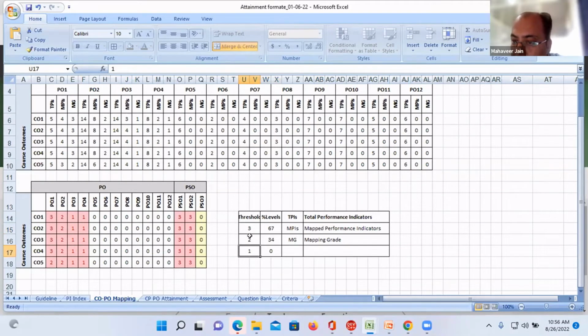So if the total performance indicators mapped with my CO are 67% or above, then I get the 3, which means my CO is highly mapped with the PO. If it is less than 67% but more than 34%, then I certainly get the 2, which means my CO is moderately mapped with the PO. And if my mapping grade is less than 34%, then I get the 1, which means my CO is low mapped with the PO. Am I right? Making sense?